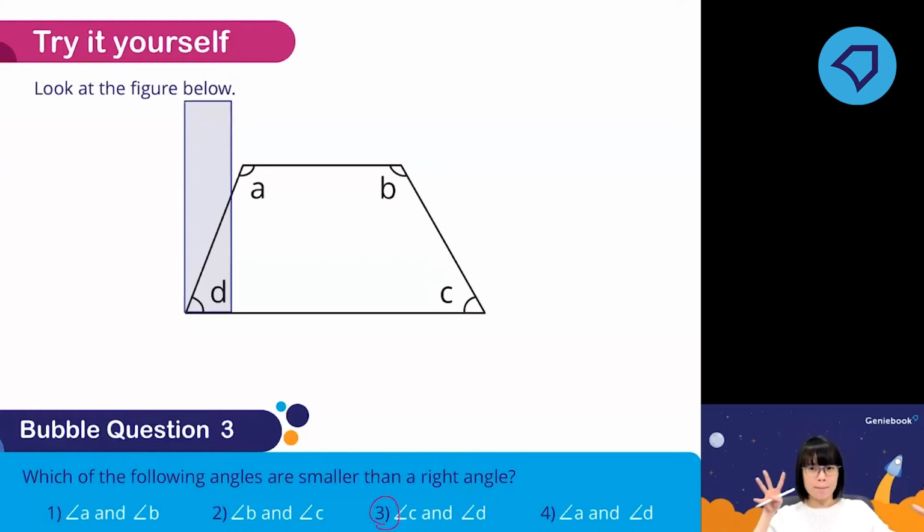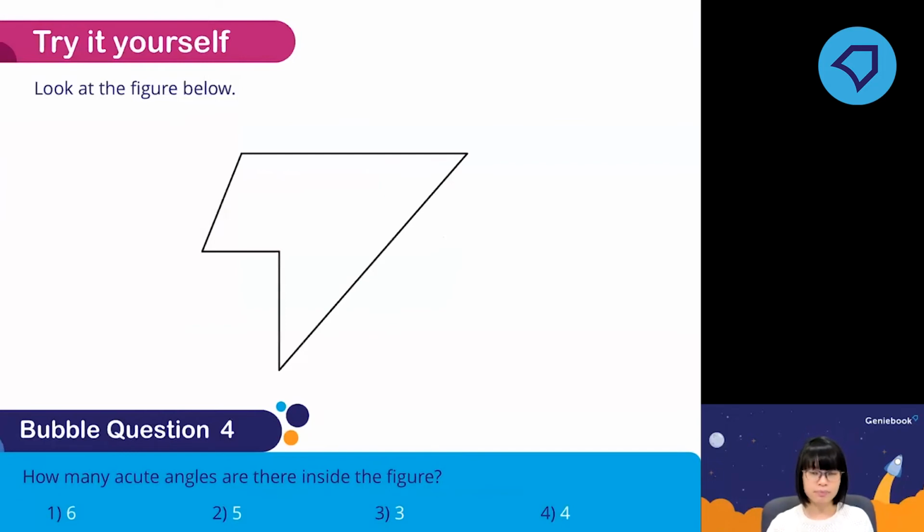Okay, now we are going to combine a little bit. Let's take a look at the next question over here. Look at the figure below. Now, tell me, how many acute angles are there inside the figure? I'm not asking for how many angles are there inside the figure. I'm specifically asking how many acute angles are there inside the figure. Okay? Read the question properly. You have 1 minute to identify. Options launching in 3, 2, 1. Let's go.